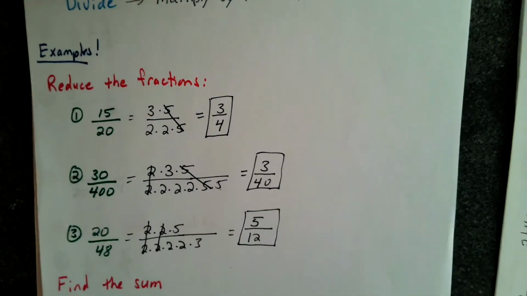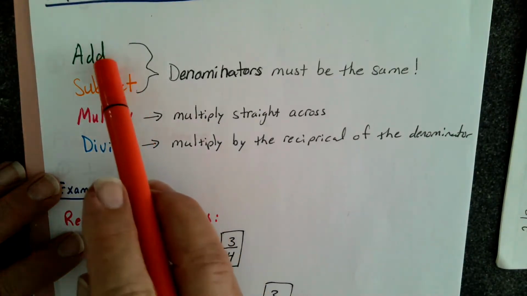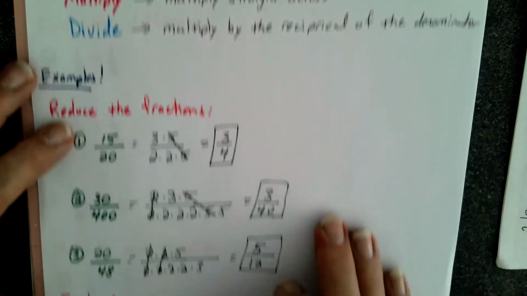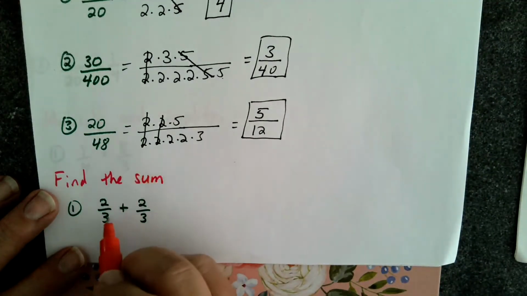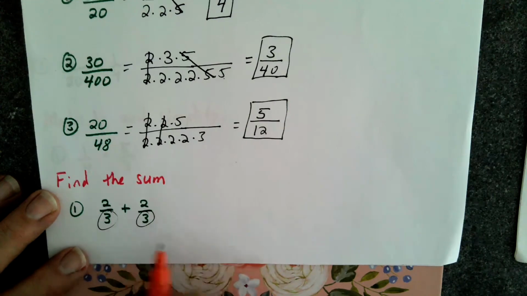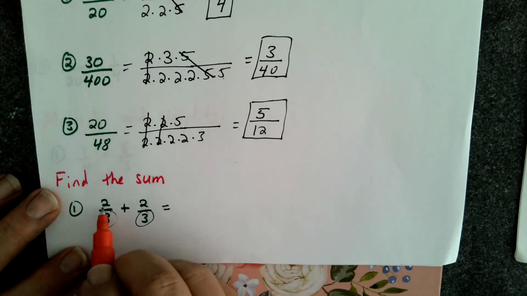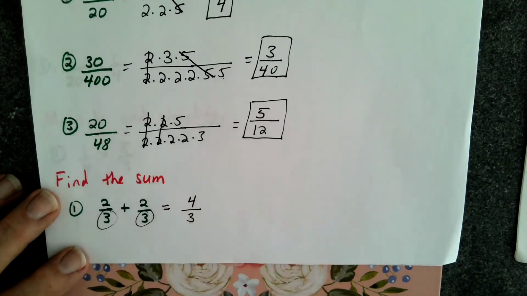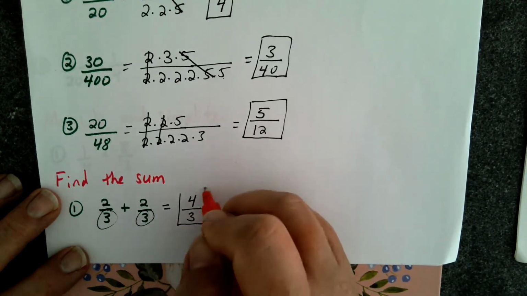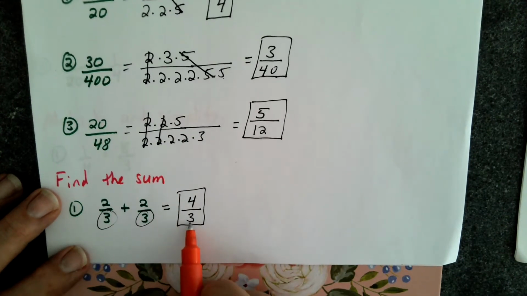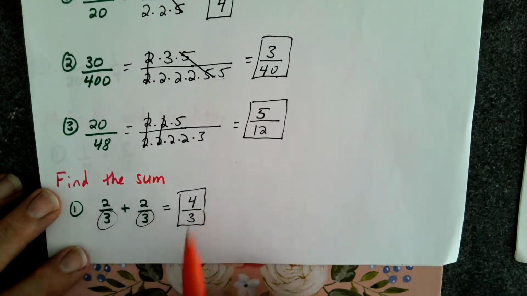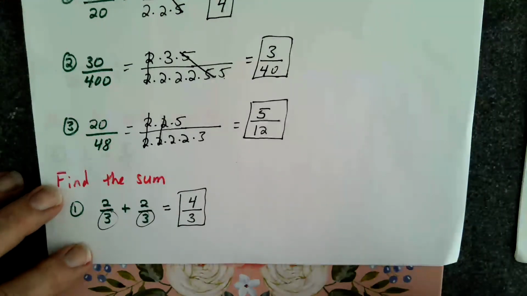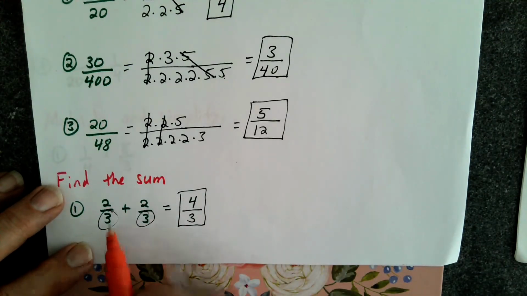Okay, now we're going to move on to finding the sum. So remember up in our notes, to find the sum, to add, denominators must be the same. So that's the first thing you're going to look for: are my denominators the same? And in this example, they are. If they are the same, then you're just going to add the numerators and keep your denominator. So the answer to this would be 4/3. Again, if the denominators are the same, you carry the denominator and add the numerators. So my answer would be 4/3. And I could only do it that easy because these denominators were the same.